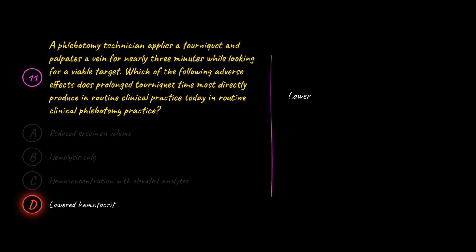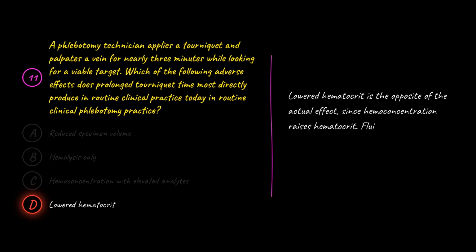D is wrong because lowered hematocrit is the opposite of the actual effect, since hemoconcentration raises hematocrit. Fluid loss from the vascular space concentrates cells, raising the measured hematocrit.